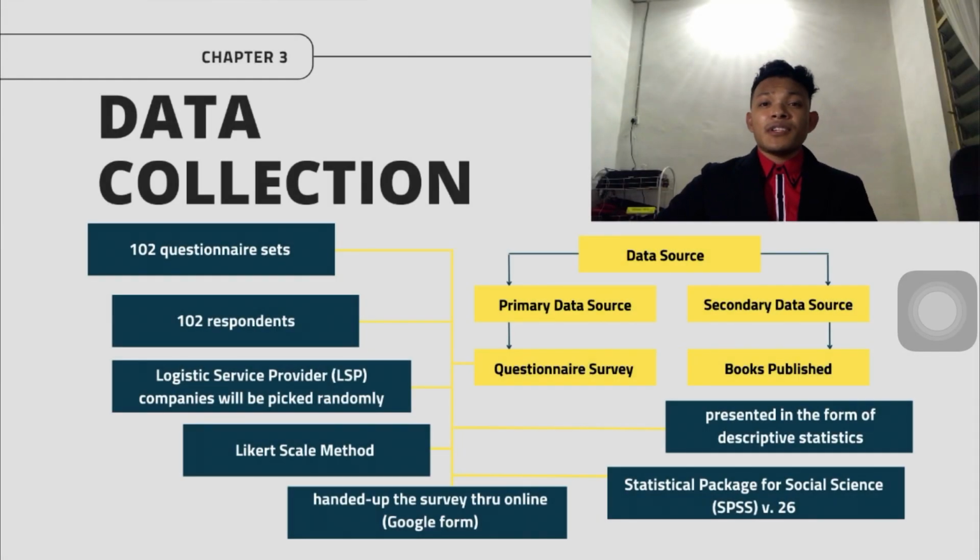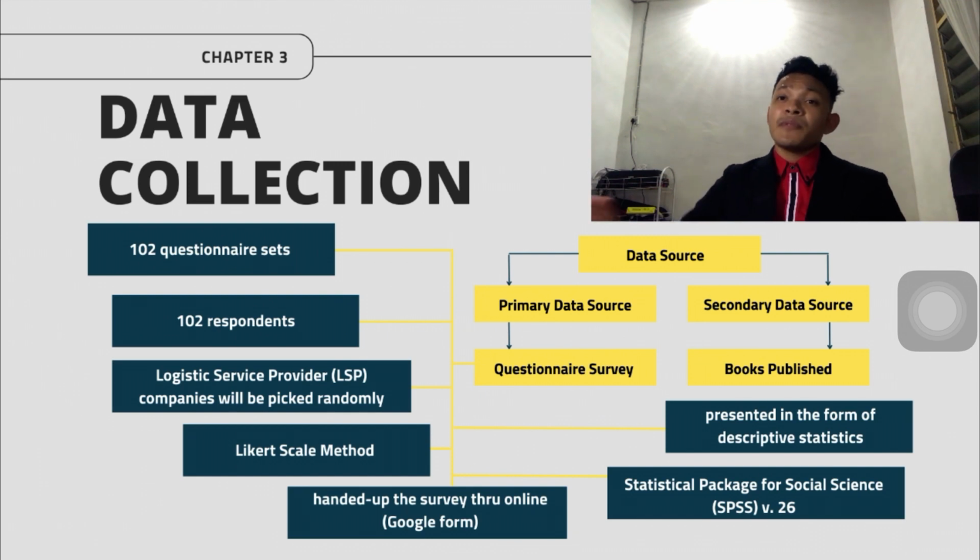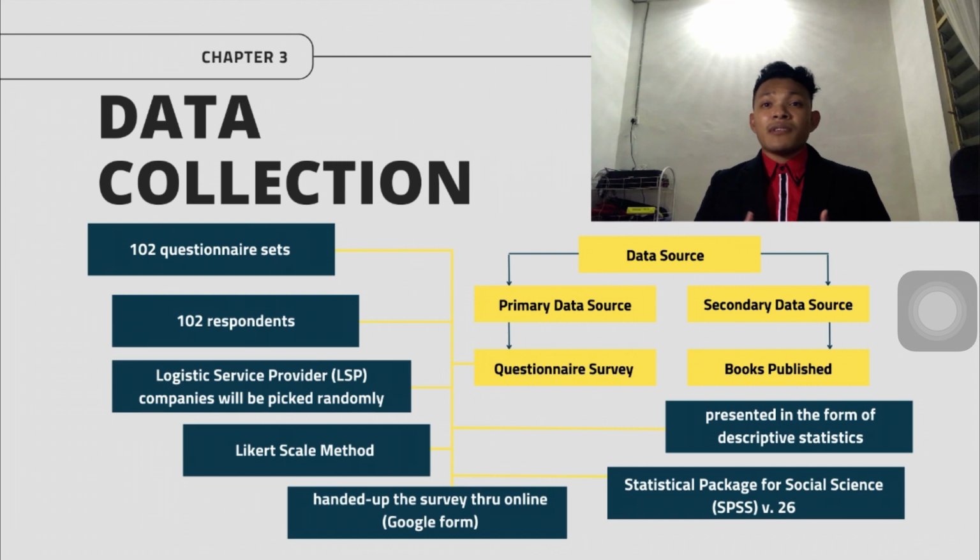To explain further about the questionnaire survey, there are many logistics service provider companies in the industry area, and they were picked randomly to complete the set of questionnaires. The questionnaire uses the Likert scale method in order to find the actual result about this topic. The questionnaire survey was distributed online through Google Form and sent to companies by email. Alhamdulillah, I got 102 respondents from logistics service companies in the industry area.